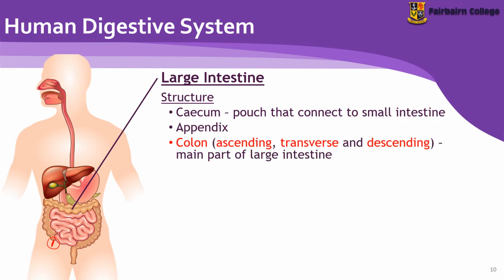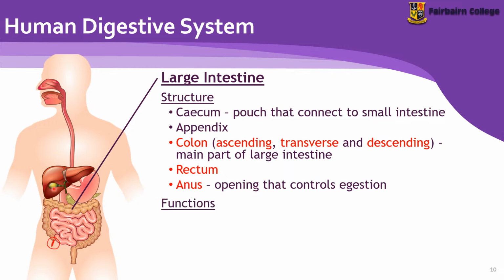From there, the contents then move on to the colon. The colon consists of three regions: the ascending colon, which means going up; the transverse colon, which means going from side to side; and the descending colon, which is the part of the colon that goes downwards. From there, it then moves into the rectum, and finally, the expulsion of waste, called egestion, is controlled by a sphincter muscle called the anus.